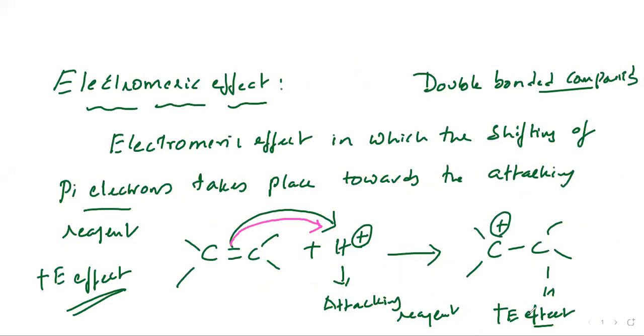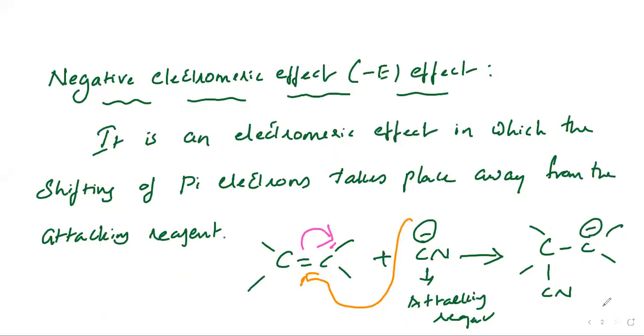So this electromeric effect is of two types. One is positive electromeric effect, in which the shifting of pi electrons takes place towards the attacking reagent. If the shifting of pi electrons is away from the attacking reagent, we call it negative electromeric effect. Have you understood, students? Is it clear? Okay.